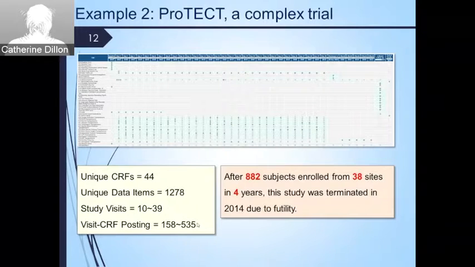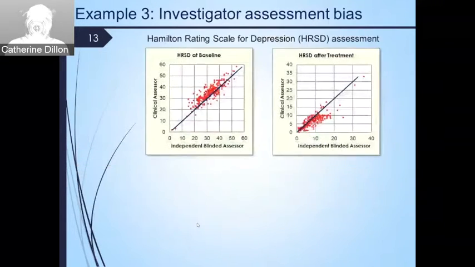Now, do we say because it's a large, complex trial, that's why it was shut down? Not necessarily, but the point here is that more is not always more. Sometimes less is more, and you can have really good, positive, successful trials that are very lean. So, okay, we talked a little bit about too much. Too much is too much. And we're going to go on and talk a little bit about investigator assessment bias.